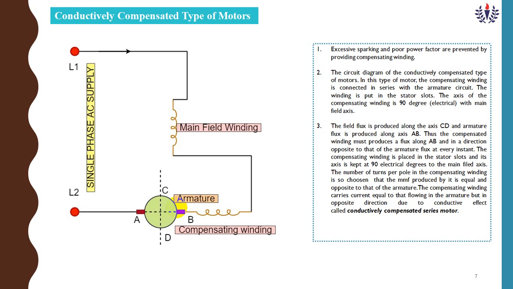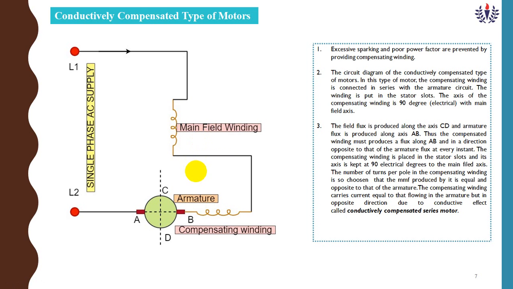You see this diagram, and we are taking a DC motor. The DC motor has two parts, one is the field winding and the other is the armature. The armature is rotating. Now the field winding is connected in series with the armature, so it is a DC series motor. Now here I am going to add a compensating winding. It should be connected in series with the field winding as well as the armature, in between the armature and field winding.